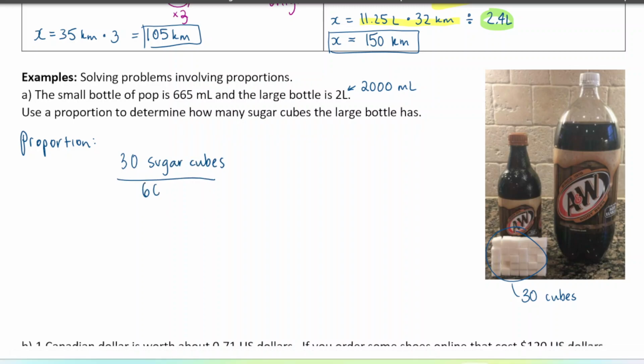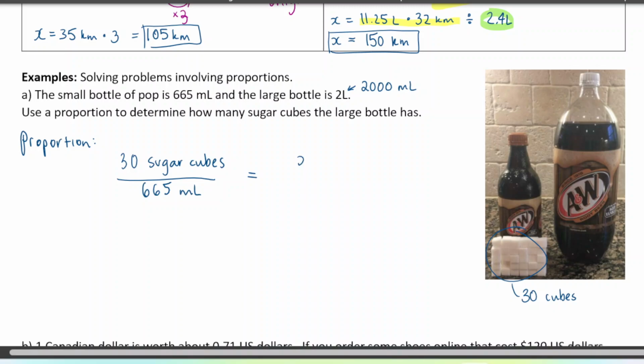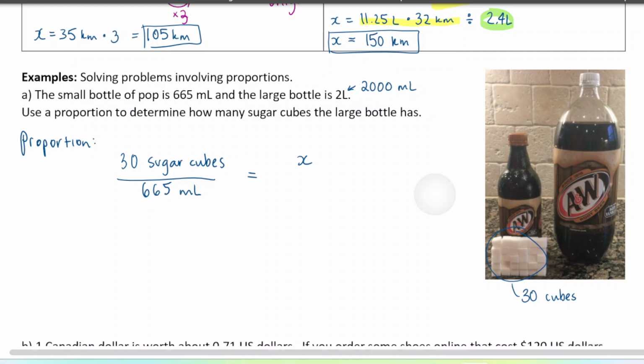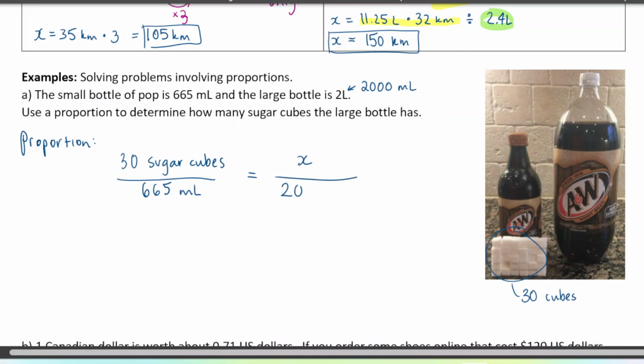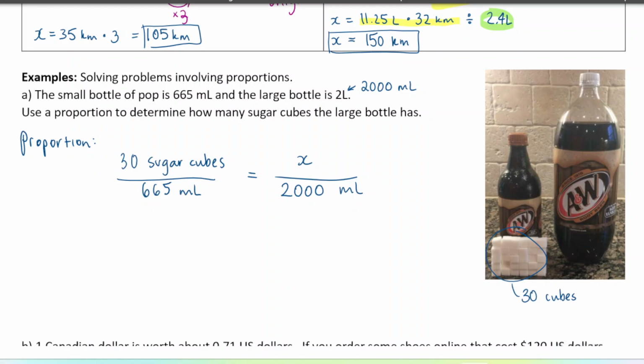in 665 milliliters. And in the second one, we don't know how many sugar cubes, so I'll just use X. But I know that the volume is 2,000 milliliters. Okay, so we've set up a proportion. We've set our two rates equal to each other, and now I want to solve this. And it's not obvious to me how 665 would multiply to make 2,000, so I'm going to use cross multiplication.